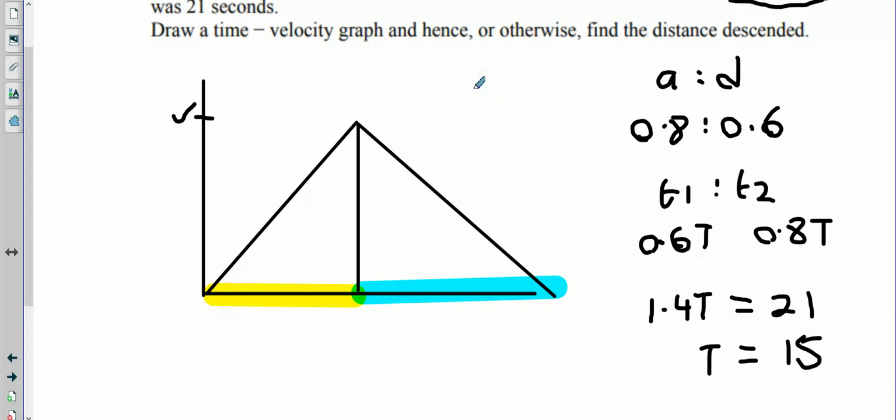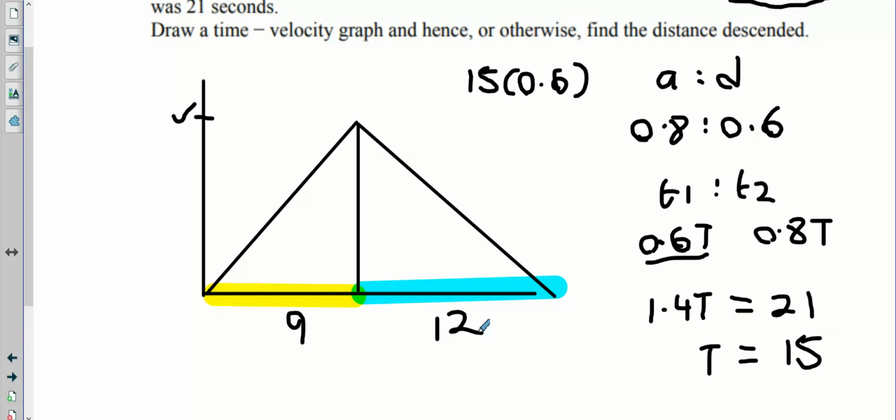And here's the deal. Then multiply your 15 by 0.6, because it's 0.6 T. That's 9 seconds right there. And what does that make the blue section then? Makes the blue section 12. Is that okay with you guys?